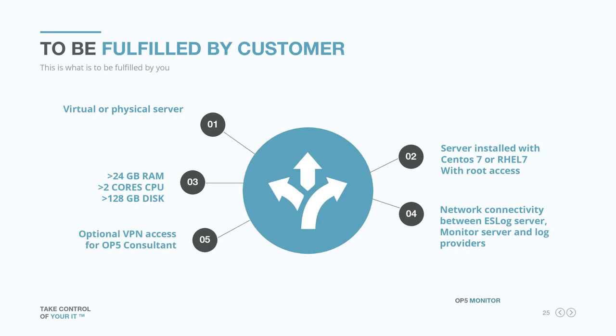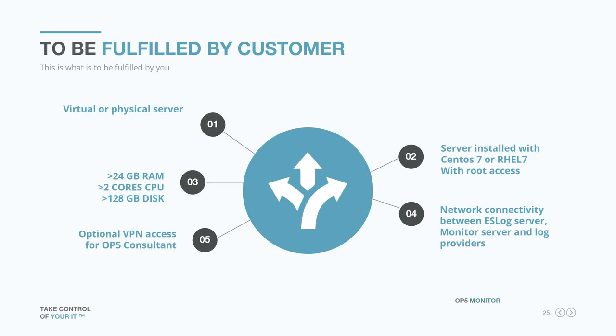There must be an operating system installed. There it's either CentOS 7 or Red Hat 7. And we need root access or the possibility to use sudo. And there must be, of course, enough power to run ESLog. The more the better, depending on size of installation.